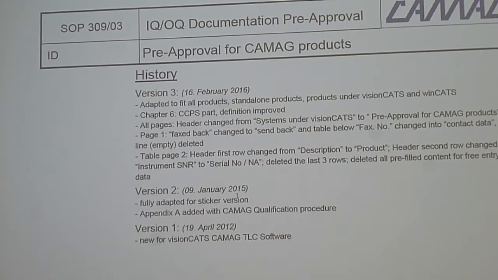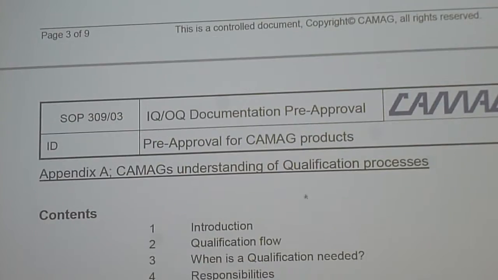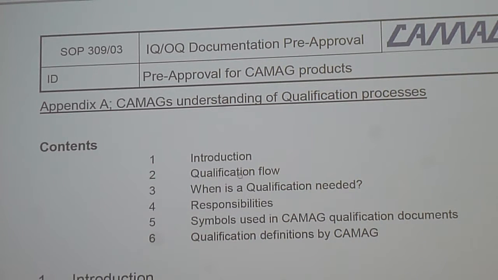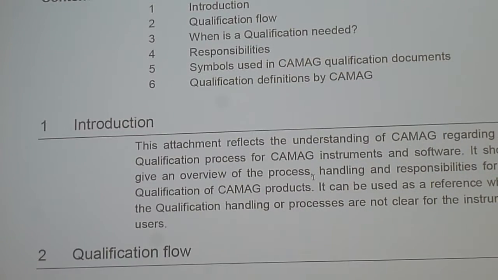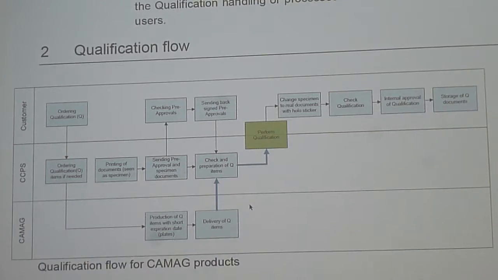Fully adapted holographic sticker version. And here is also this description: construction, modification, product that I mentioned before, maybe. And then the attached reflects the understanding of Camag regarding the qualification process. That's here in color. It's different to the November one and the beginning of the process. A little bit of difference. What you see in the beginning.